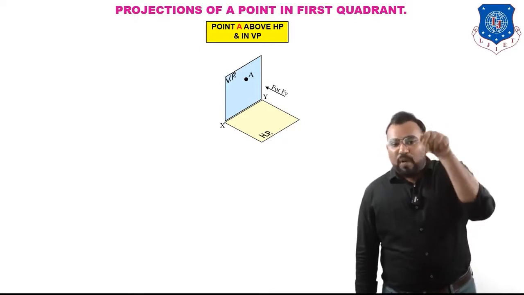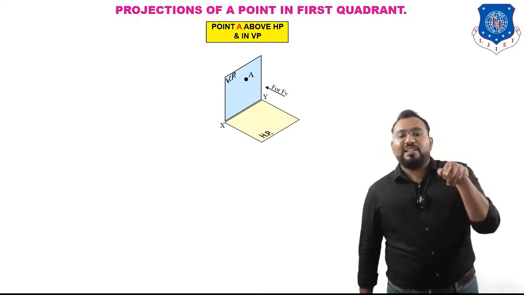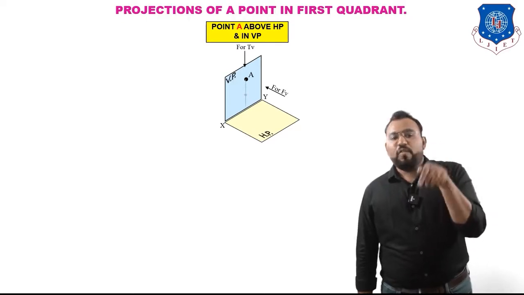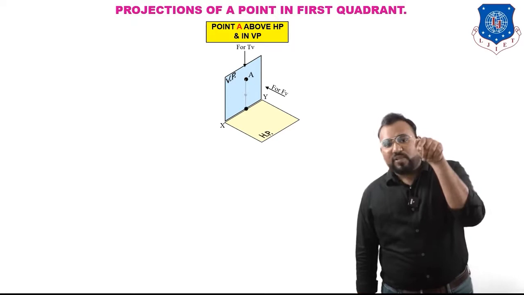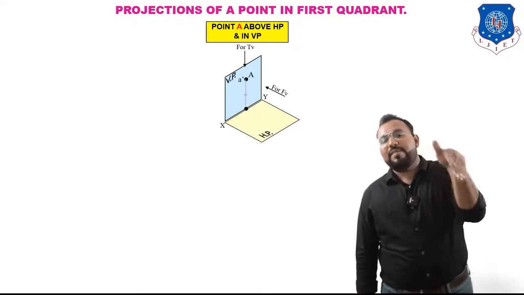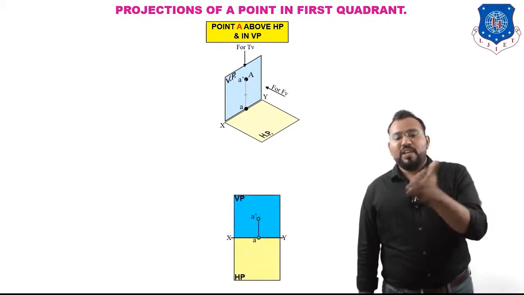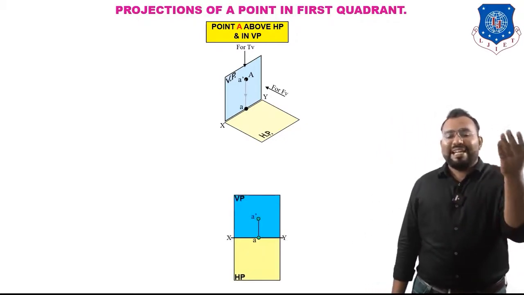And what is its top view? Its top view is going to be on the XY line. So just look at this figure very carefully. You can see that the top view is on the XY line and the front view is the point itself, because that point is in VP itself. That's why, if you draw this in our drawing book, it will look like this.